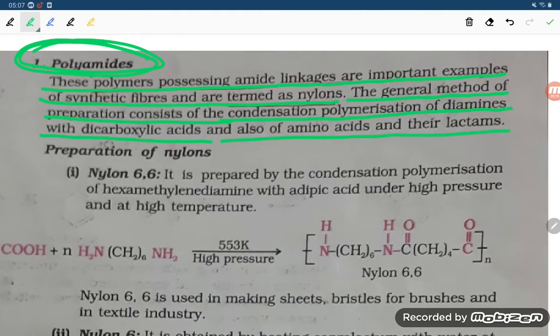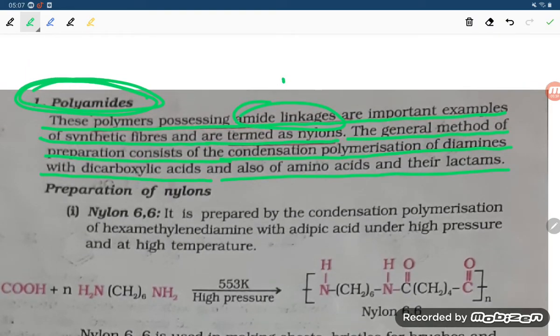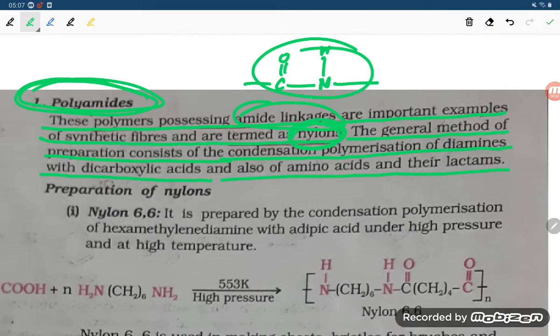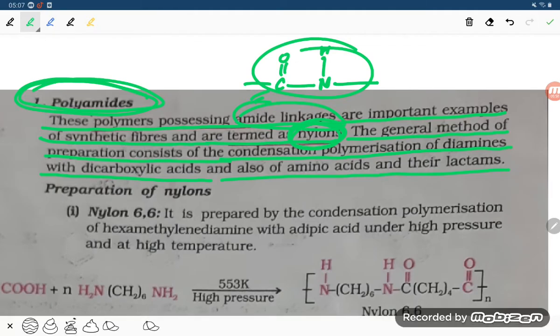So polyamides are amides, students. They have the amide linkage. Amide linkage means C double bond O and NH, that is CONH. This is the polyamide linkage, right? They are important examples of synthetic fibers and are termed nylons. Those having this amide linkage are known as nylons.